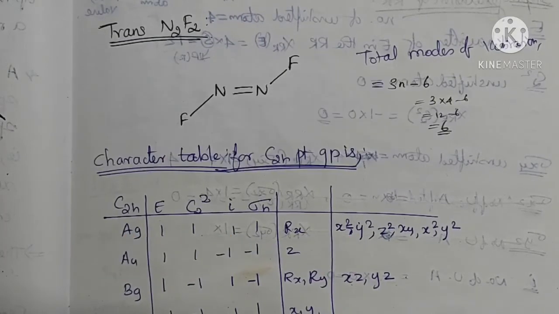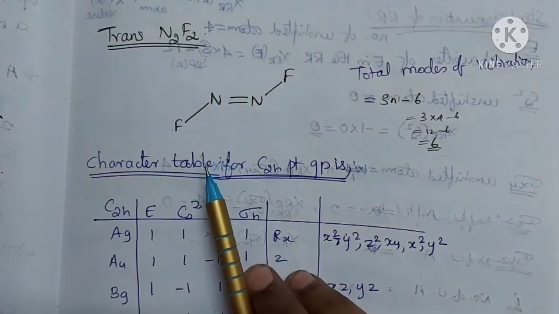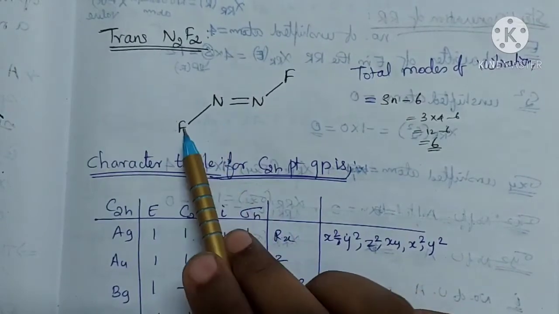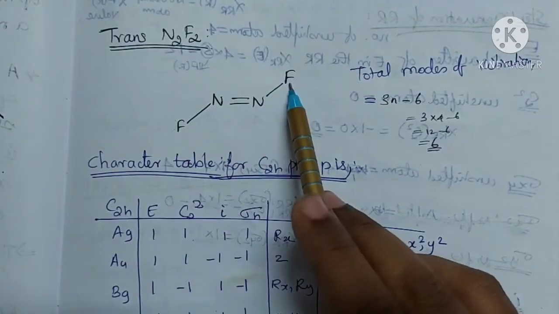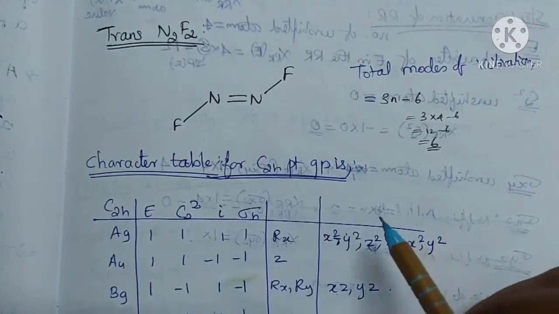So today we are going to learn the third example, that is the trans N2F2 molecule. In the molecule N2F2, which is in the trans form, we are going to calculate the vibrational modes and also predict whether the modes are IR and Raman active. So let's get started. As you can see in the figure, it is trans N2F2. The fluorine atoms are on opposite sides, so we call it trans.